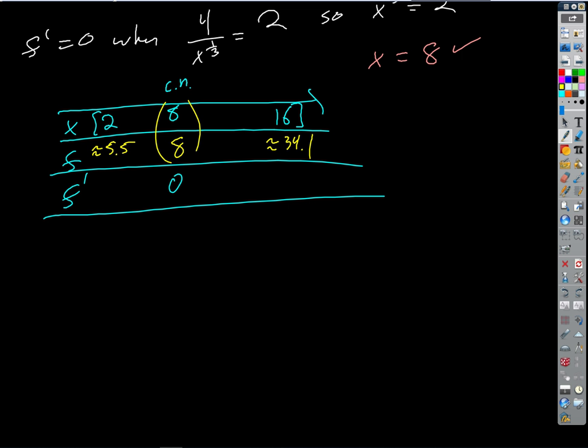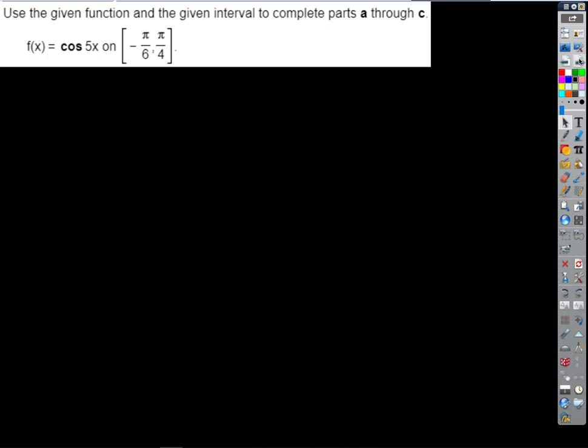Okay, so one endpoint was our minimum, the left endpoint, right? And our maximum was right here. You should say our absolute minimum was at one endpoint, or the absolute minimum was roughly 5.5, and the absolute maximum was exactly 8. Okay? All right, so that was kind of a hard one.